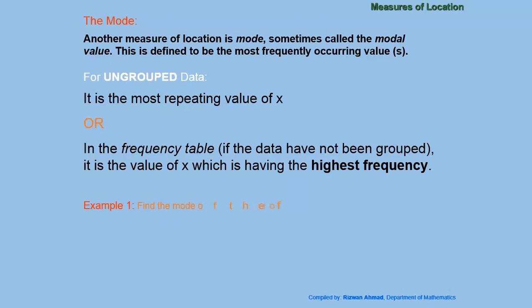With an example it will be clear. We have to find the mode of the following data, which is 4, 5, 3, 4, and so on. See here, 4 is most repeatedly coming. So it means that the mode is 4.